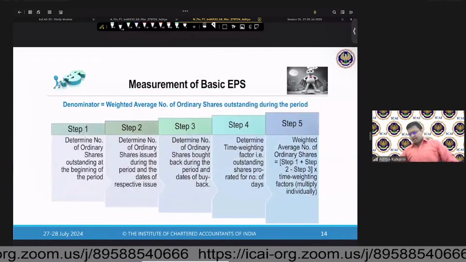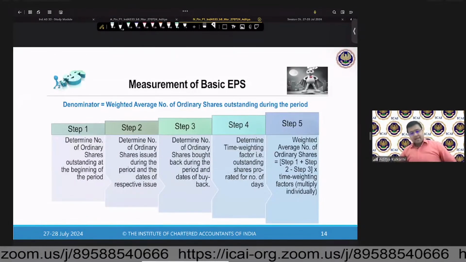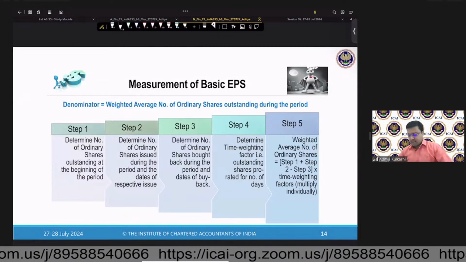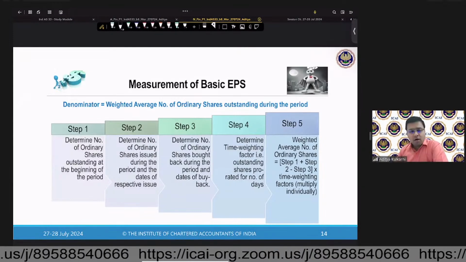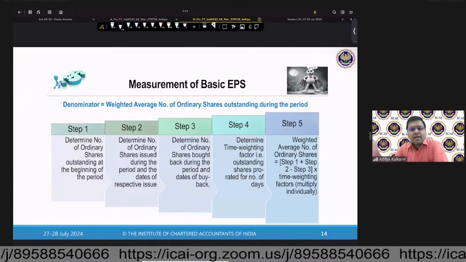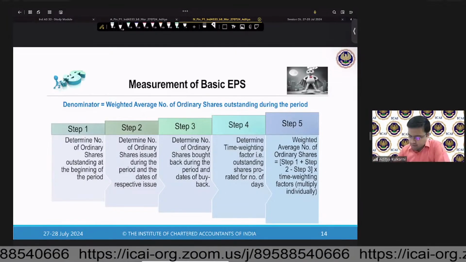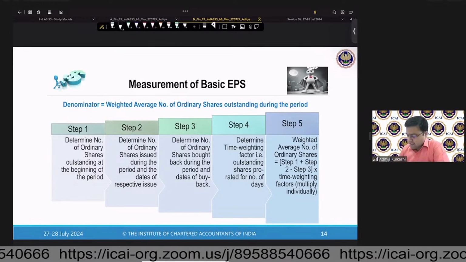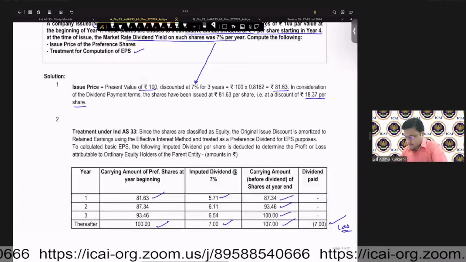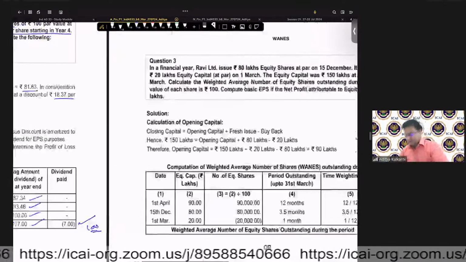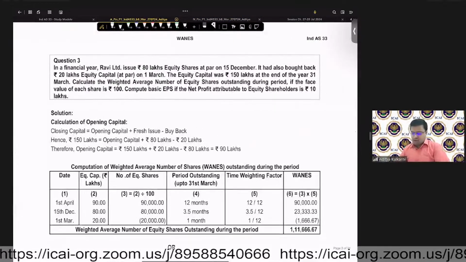All right. Denominator, weighted average number of equity shares. So we are basically going to determine the time weighted number of equity shares. So that is what is there in this particular discussion. A couple of simple questions.